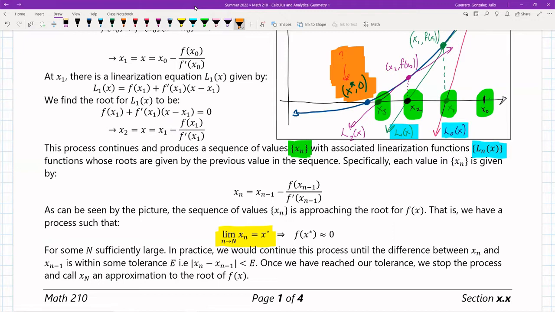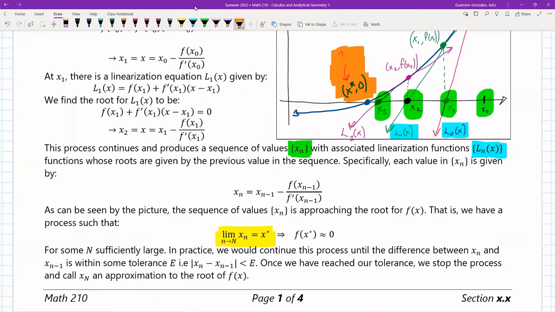So what we can say now is the limit as little n approaches big N of the xn, of that sequence of green values on the x-axis, they start to equal the x star. And therefore we can start to say that f of x star should be pretty darn close to zero for some n sufficiently large. What do I mean by n sufficiently large? That's what the next line right there says.